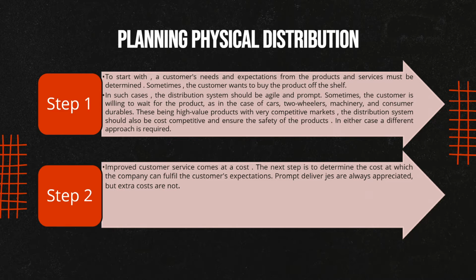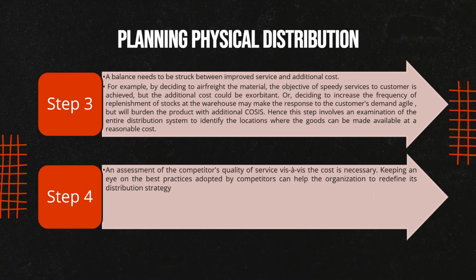Step 2. Improved customer service comes at a cost. The next step is to determine the cost at which the company can fulfill the customer's expectation. Prompt deliveries are always appreciated, but extra costs are not. Step 3. A balance needs to be struck between improved service and additional costs.